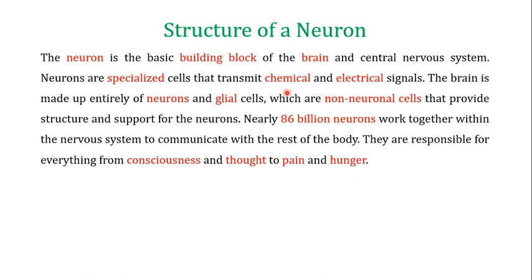Now the brain is made up entirely of neurons and glial cells. The neurons are responsible for the transmission of chemical and electrical signals, and the glial cells, which are also called non-neuronal cells, provide structural support for these neurons. Nearly 86 billion neurons work together within the nervous system to communicate with the rest of the body. So this is a very huge number. In a single human individual, you can expect 86 billion neurons which work together to give you a perfect signaling system. They are responsible for everything from consciousness and thought to pain and hunger.